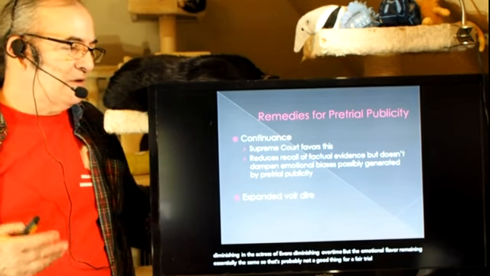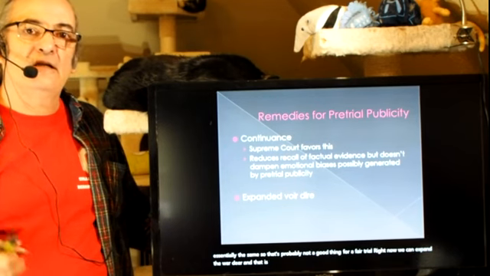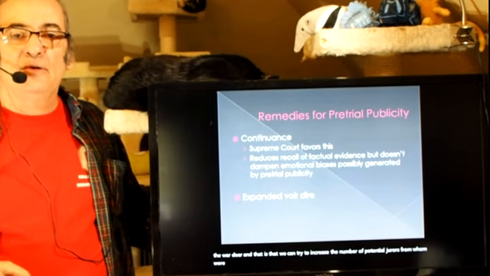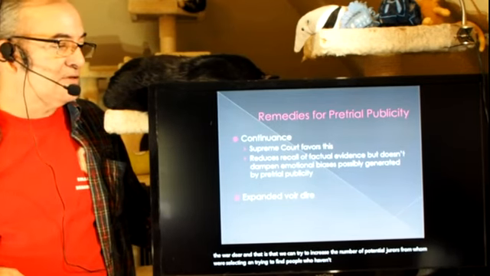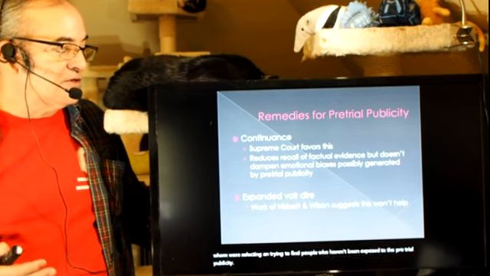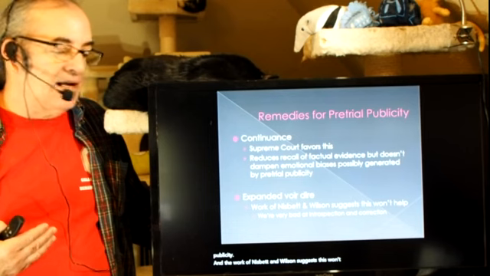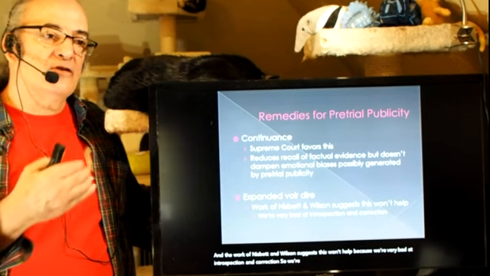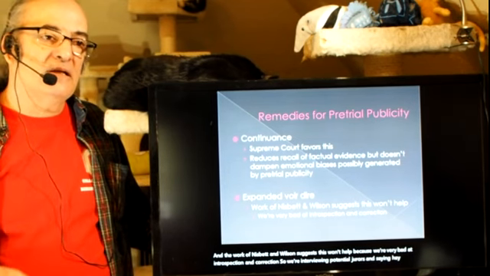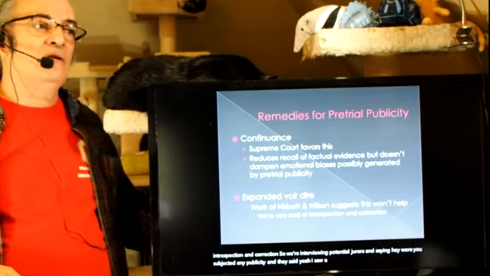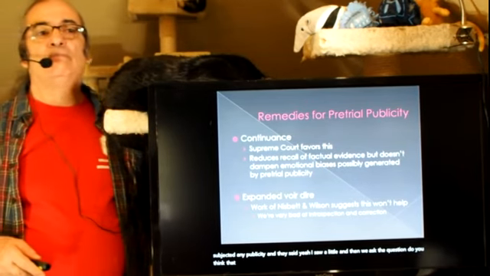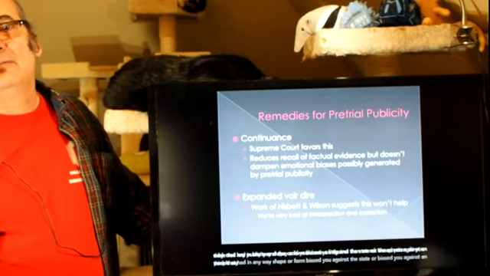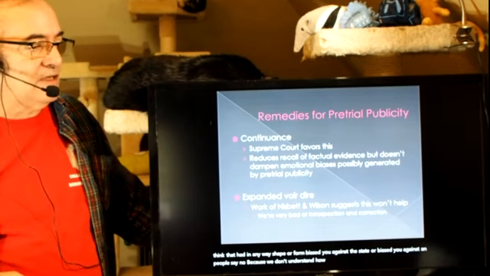Now, we can expand the voir dire, and that is that we can try to increase the number of potential jurors from whom we're selecting and try and find people who haven't been exposed to the pretrial publicity. And the work of Nisbett and Wilson suggests this won't help because we're very bad at introspection and correction. So we're interviewing potential jurors and saying, hey, were you subjected to any publicity? And they said, yeah, I saw a little. And then we asked the question, well, do you think that that had in any way, shape, or form biased you against the state or biased you against? And people will say no because we don't understand how our own minds work to any great degree.